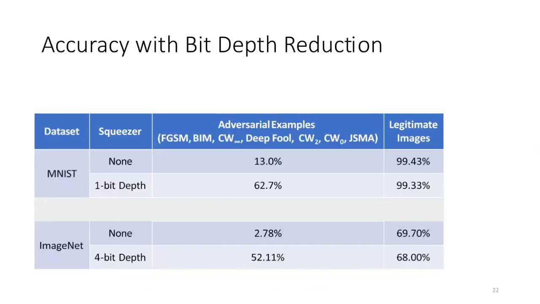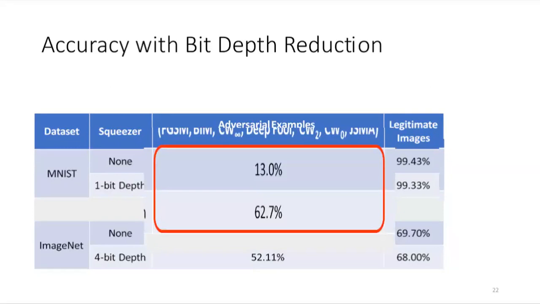So the performance, you can tell, on two different datasets: without applying the squeezer, on legitimate examples the performance is 99, but on adversary examples, only 13. If you apply the 1-bit depth reduction, the performance on legitimate examples stays similar, it's 99.3. On the adversary examples, it improves to 62.7. Similarly, it also has similar trends on ImageNet, a much larger dataset.